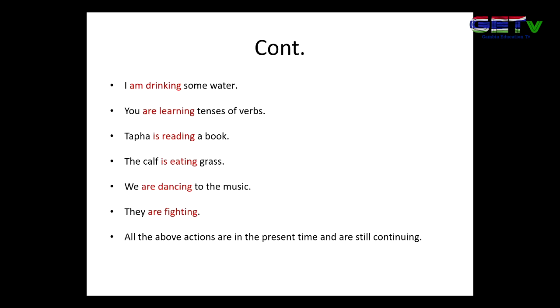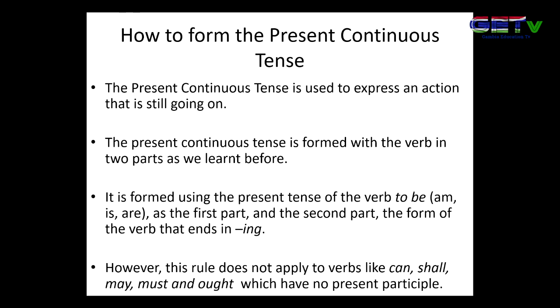Now, looking at these sentences, we find out that the action is still going on. The drinking is going on. The learning is going on. The reading, the eating, the dancing, the fighting, all these actions are going on. So when an action starts and is still going on, we call it the present continuous tense. The present continuous tense is used to express an action that is still going on.